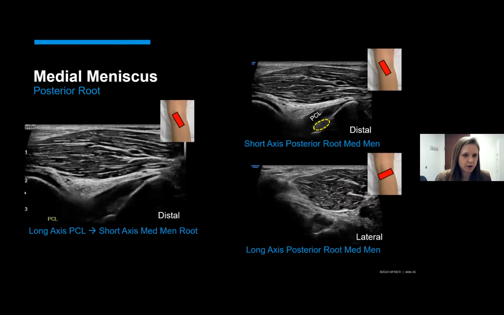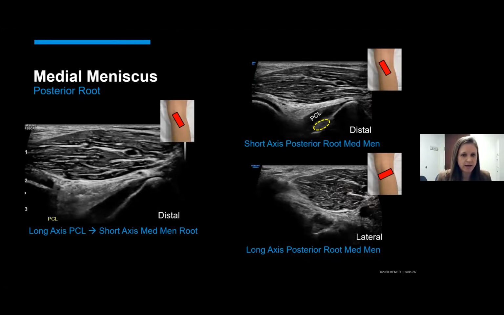I then rotate the probe slightly inferior laterally and then tilt the probe medially and use a good amount of heel toe to find this PCL in long axis. To find the posterior root, you then just move the transducer slightly medial and caudal. And so I'll play this again.